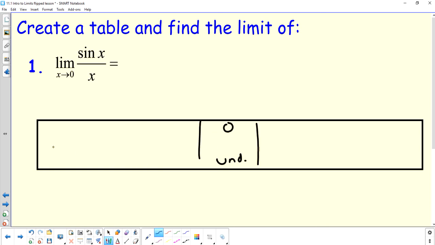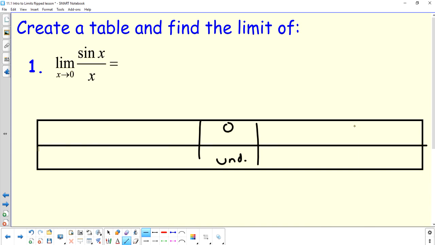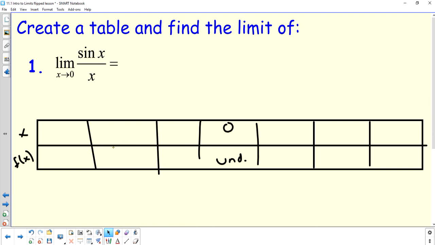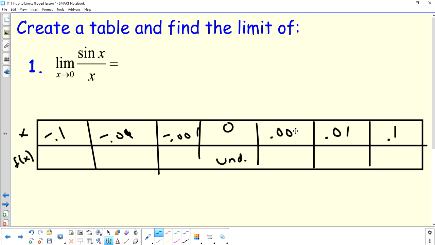As I come from each side, I'm going to throw some lines in here. We don't need a ton of boxes, but we'll do it like this. This is x, and this is what we're calling our function f of x. For numbers just less than 0, I need to look at negative numbers like -0.1, -0.01, and -0.001. Each time I'm getting closer and closer to 0. On the other side I need to be positive, because now we're to the right, or values greater than 0. So I'm going to say 0.1, 0.01, and 0.001.